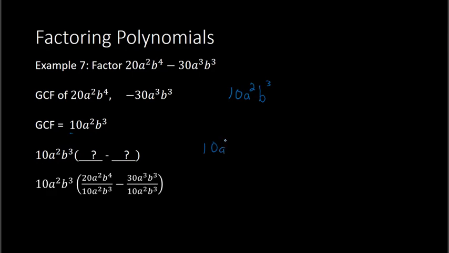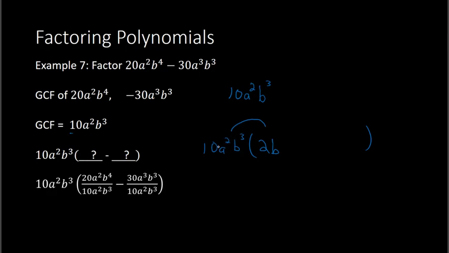Personally, I prefer just doing this in my head, where I think 10a squared b cubed times what gives me that first term of 20a squared b to the fourth. Well, we have 10 here. 10 times what gives me the 20? Well, 10 times 2 is 20. All right, and then the a squareds, we had a squared here, a squared up here, so the a's are fine. But we do need an additional b to get from here to b to the fourth power. So we need one more b inside. And that would take care of the first term.